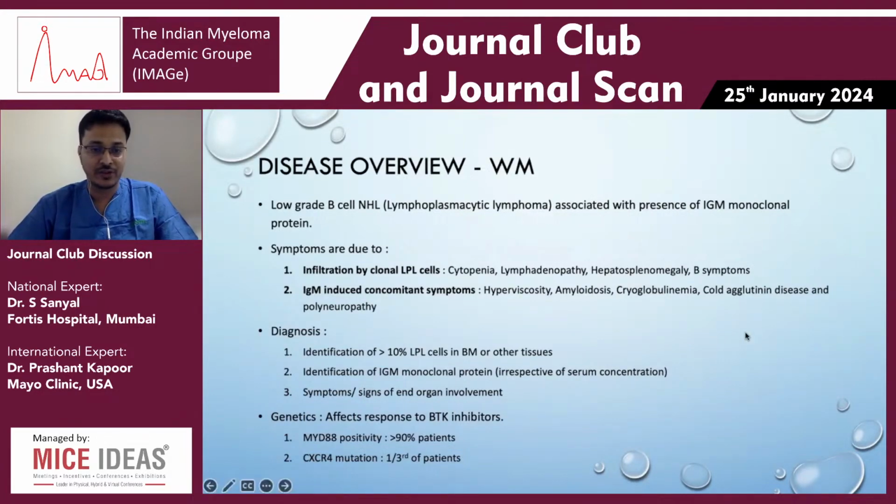The diagnosis of Waldenstrom is made by the identification of more than 10% lymphoplasmacytic cells in the bone marrow and other tissues, as well as the identification of an IgM monoclonal protein, irrespective of the serum concentration, unlike multiple myeloma, and the presence of symptoms and signs of end organ involvement, which are described above. The genetics of the disease affects the response to BTK inhibitors. There are two genetic mutations of clinical significance right now: MYD88 positivity, which is seen in more than 90% of patients, as well as the CXCR4 mutation, which is seen in around one-third of the patients.